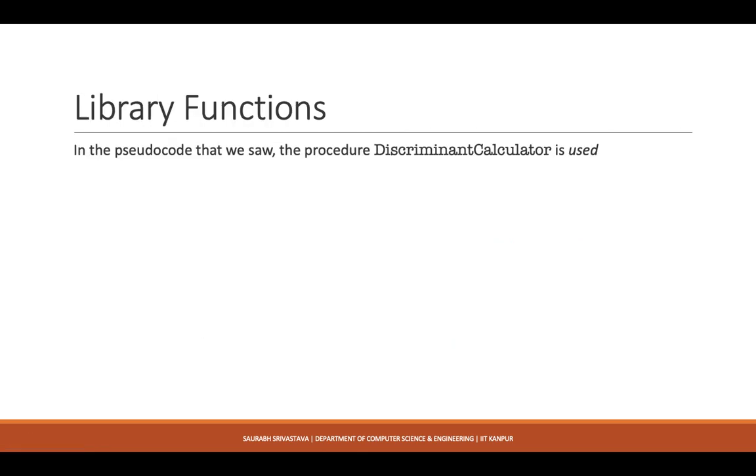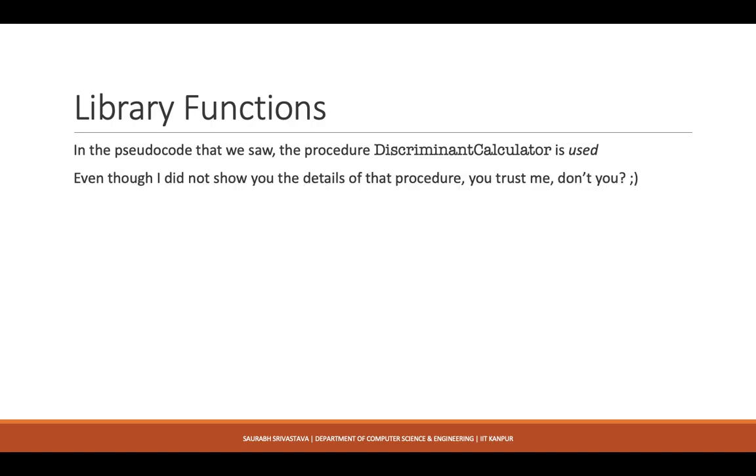So essentially what I'm trying to say is, sometimes you will actually just trust someone else. You will say that there is an existing procedure, and even if I do not know what is exactly written inside that procedure, I trust the person who wrote it, right? Just like I didn't show you the exact code of discriminant calculator. Actually, I did show it to you in the last lecture, but not in this one. But you can basically understand that discriminant calculator will correctly calculate the discriminant.